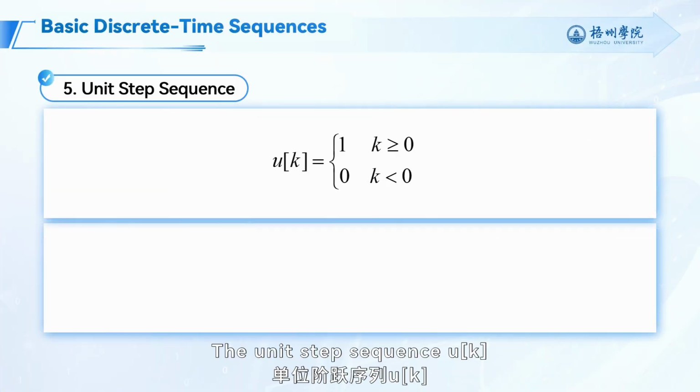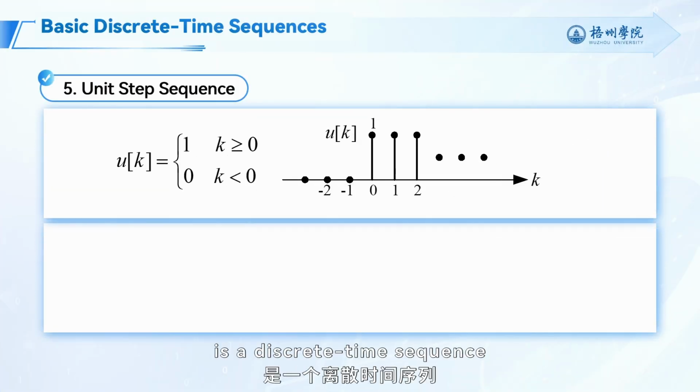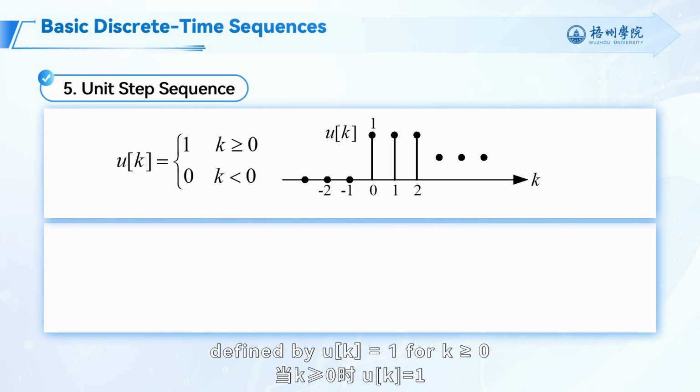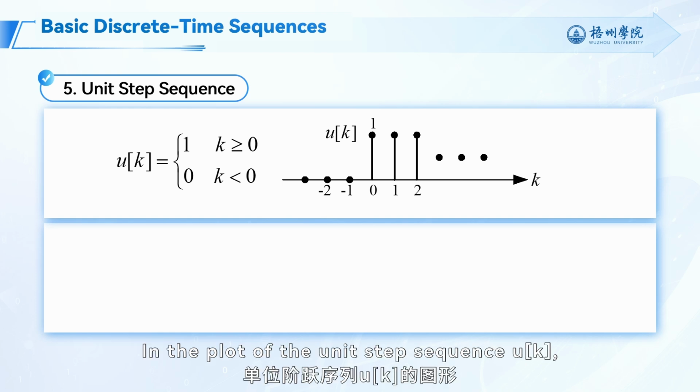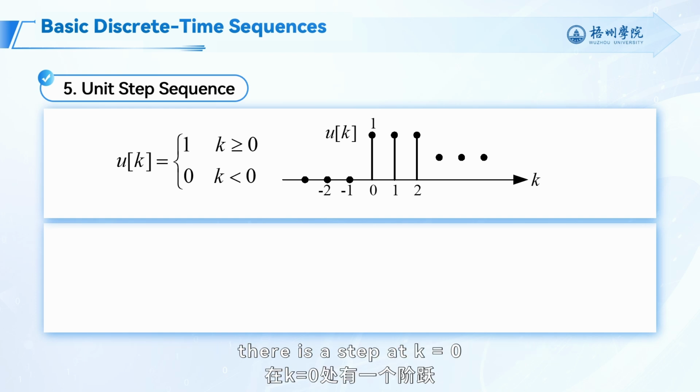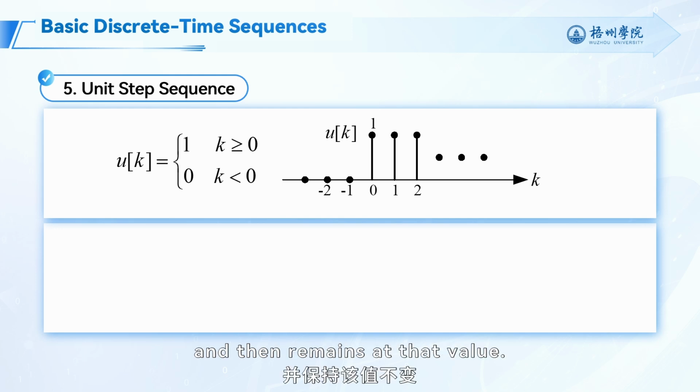The unit step sequence u[k] is a discrete time sequence defined by u[k] equals 1 for k greater than or equal to 0, and u[k] equals 0 for k less than 0, where k takes integer values. The plot is shown on the right. In the plot of the unit step sequence u[k], there is a step at k equals 0 that jumps from 0 to 1 and then remains at that value.